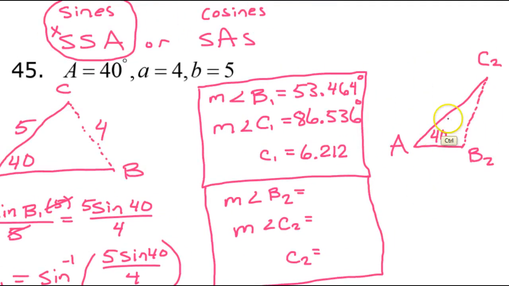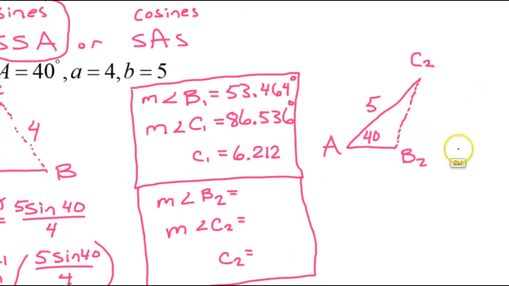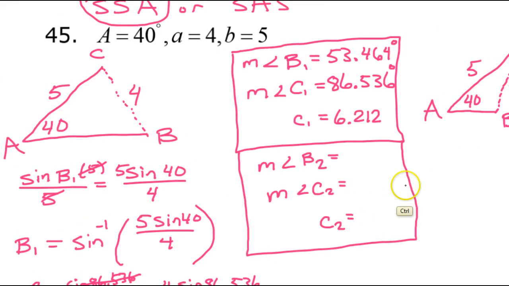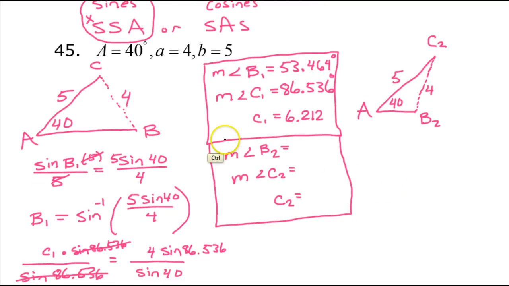This is still 5, and the rope is still 4. It has just swung inward. That's the only change, so I need to find these now. The key is the relationship between angle B1, I should put some ones up, and angle B2. These two angles are always going to be supplementary. So I'm going to just subtract from 180 to find the measure of angle B2.